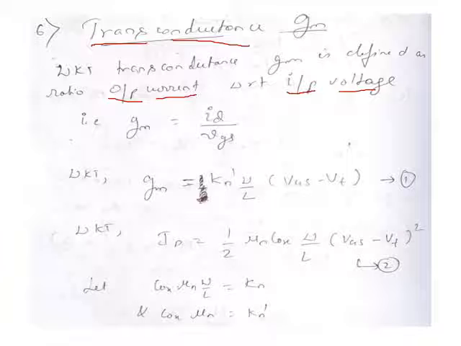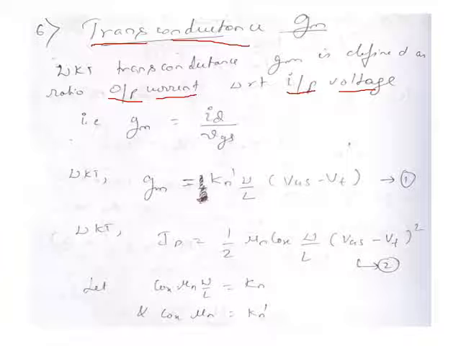What is Gm? It is ID by Vgs. So what is the equation of Gm I have? The Gm is Kn dash into W by L into Vgs minus Vt, as you already know. You have to remember this equation. Please practice writing all these equations because there are many equations here. So what is ID? ID is 1 by 2 mu n into Cox into W by L into Vgs minus Vt whole square.